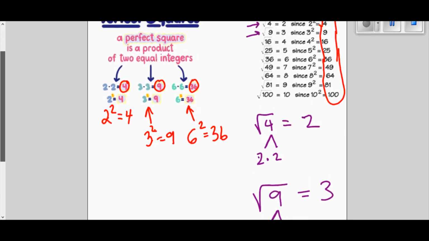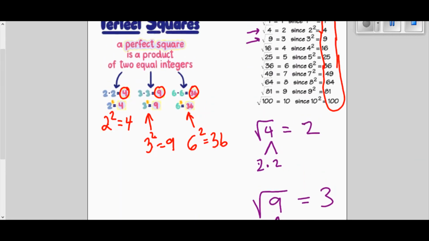And then if we look, there are some more listed here for you. The square root of 16 is 4. Again, if I was to multiply 4 by itself, I would get 16. The square root of 25 is 5, because if I was to multiply 5 by itself, I would get 25. The square root of 36 is 6, because if I multiply 6 by itself, or if I do 6 squared, I get 36. The square root of 49 is 7, because if I multiply 7 by itself, or if I do 7 to the power of 2, I get 49.